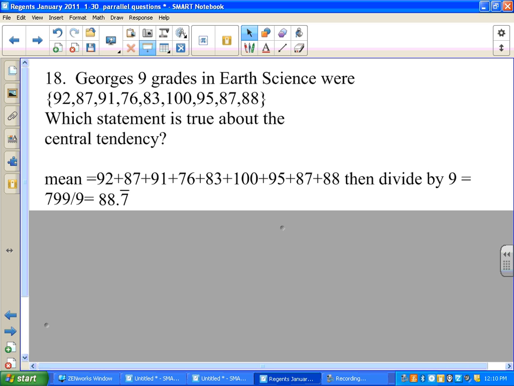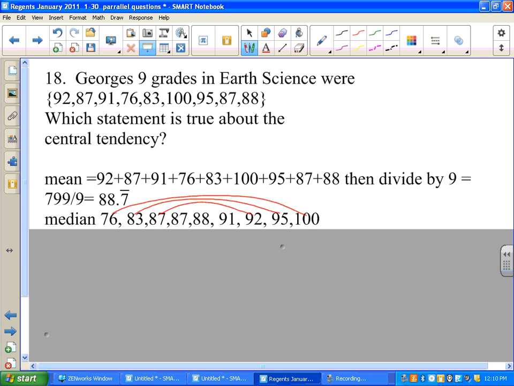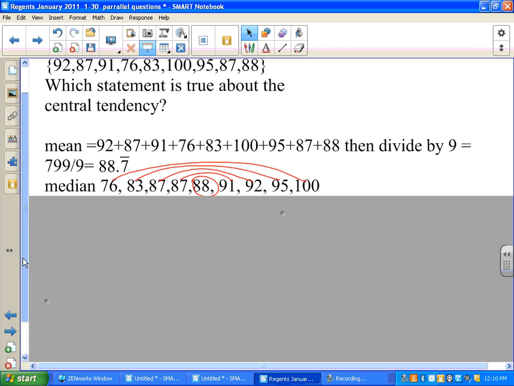Then I have to find the median. Remember, when you find the median, you order them from least to greatest, and then I can pair them up. The median is the middle number. If there are two middle numbers, add them up and divide by 2 to find the average of those two middle numbers. So the median is 88.